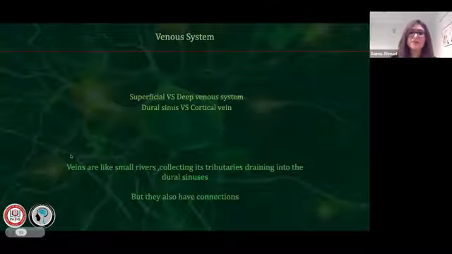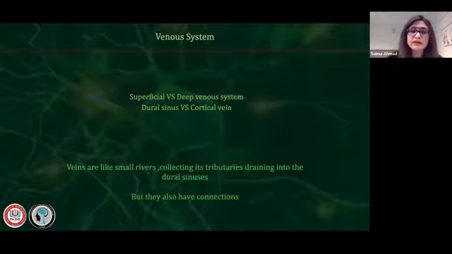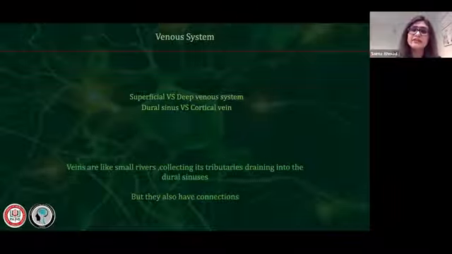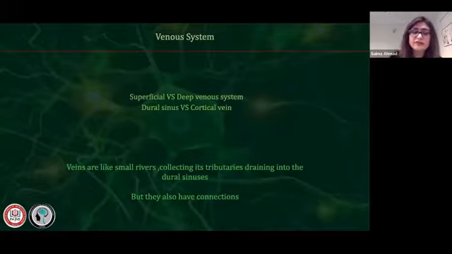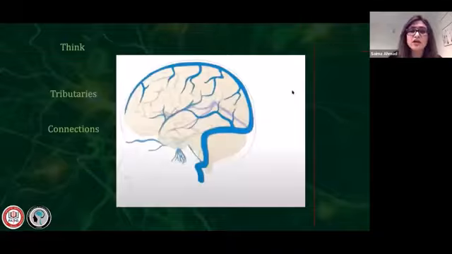With this, I finish the arterial system and go towards the venous system. For the venous system of the brain, always consider the venous system like a river. Veins are like small rivers, because rivers have different tributaries and connections, and then they drain into the larger ocean. So the veins of the brain also have connections and tributaries, and then they drain into the dural sinuses. So we have the superficial venous system, the deep venous system, and then the dural sinuses.